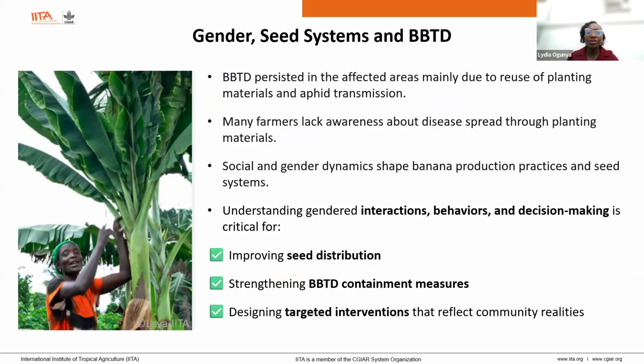And then there are social and gender dynamics that shape banana production practices and the seed system. So it's important for us to see the social interaction when it comes to banana production practices and the seed system in the region. Understanding this peculiarity, this interaction, will guide us not only to improve seed distribution and strengthen BBTD containment measures, but also to design targeted interventions that reflect community realities.